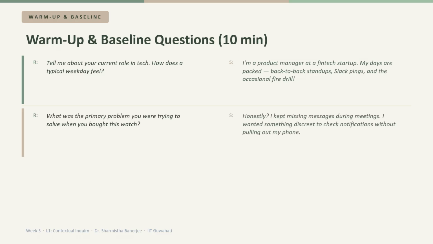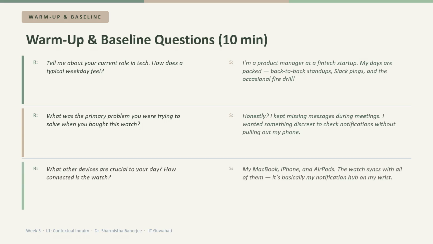So, I will ask, what are the primary problems you are trying to solve when you bought this watch? So, the user says, honestly, I kept missing messages during meetings. I wanted something discreet to check notifications without pulling out my phone. So, you saw that when we were doing just the observational studies, we observed a lot of things, but this key information, why even she bought this watch, was not apparent to you. So, that is the benefit of this contextual inquiry. When after observation or during observation, you ask this question, it gives you greater clarity on why something went on.